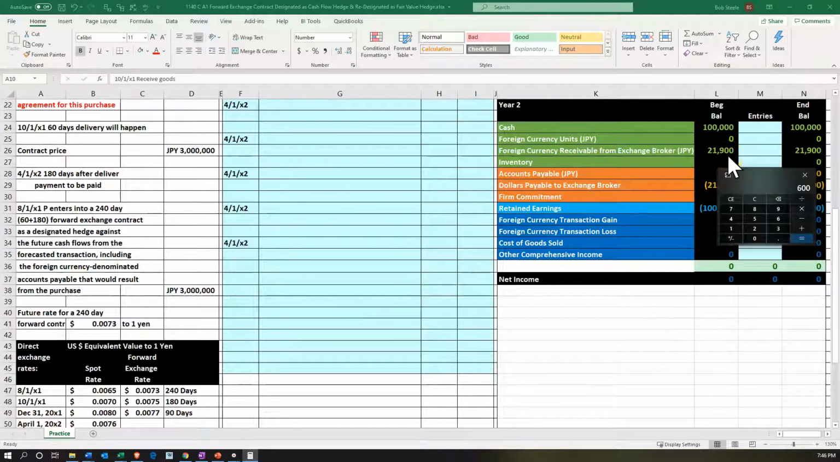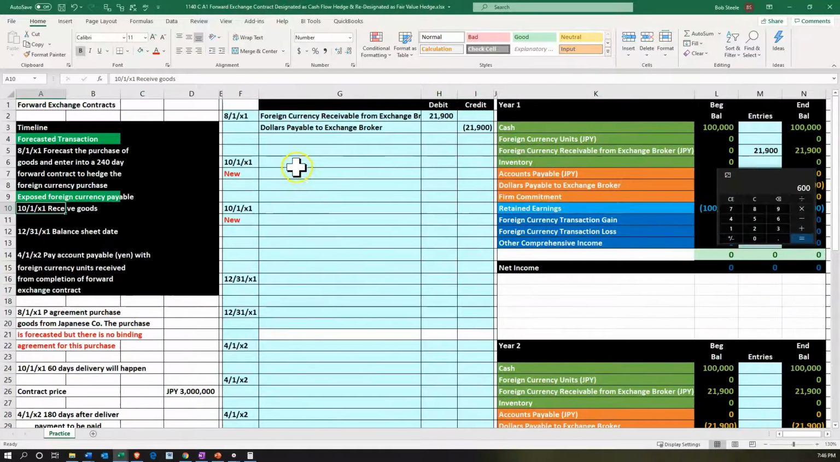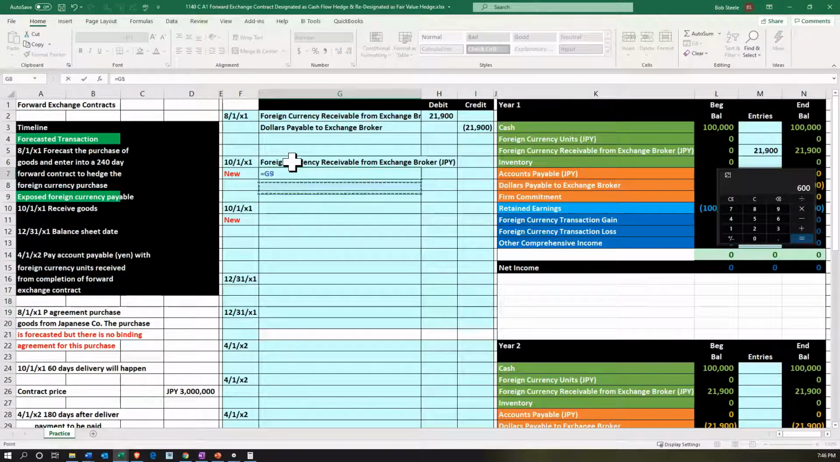We're going to get paid in yen, and the yen is now worth more than it was before when we made the contract. That's good. That's typically a gain. So the receivable is going up, so we'll increase the receivable. Now this is where it's different here. This is going to go to other comprehensive income.